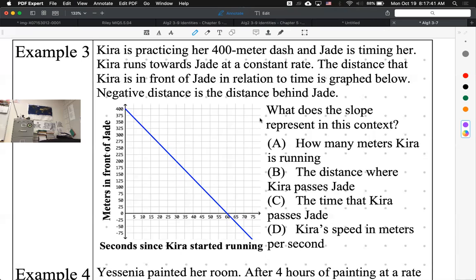Okay, so now it's telling us we're talking about slope. So maybe we want to underline, it's not the x-intercept, it's not the y-intercept. We're talking about slope, which means we should be looking for the words each or every. Is it cada segundo? Is it every second? How often are you doing an amount per time? All right, let's read your choices. How many meters Kira is running? That sounds like an amount to me. The distance where Kira passes Jade, again, that's an amount of distance. The time that Kira passes Jade, again, it's an amount of time. Or the speed in meters, which also kind of sounds like an amount. Which of these could be slope?